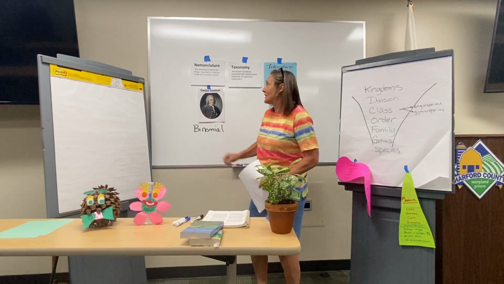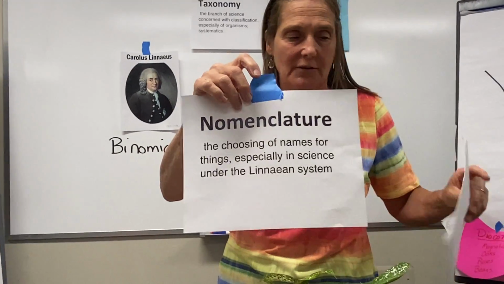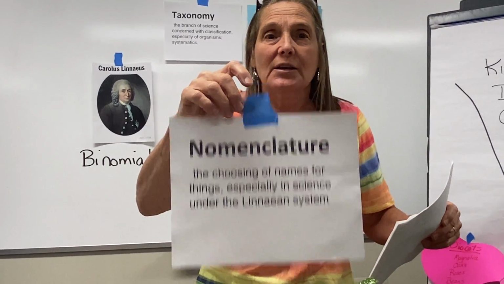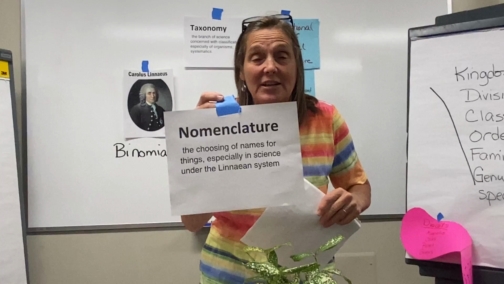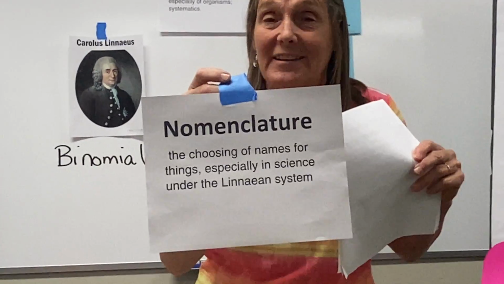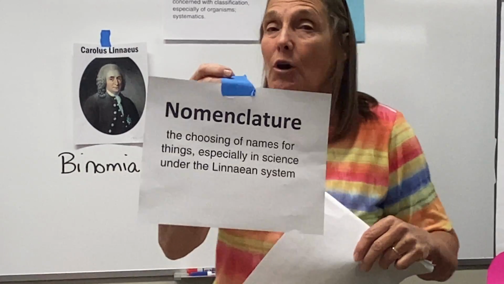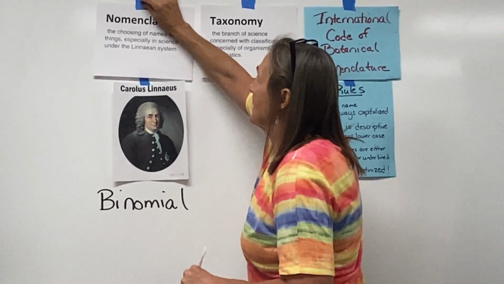So what does nomenclature mean? It's the choosing of names or the assigning of names. And it's a perfect systematic design of naming designed by a Swedish botanist. So we're going to talk about his name, because you have to know his name and you have to know this vocabulary word. But you're also going to have to know another vocabulary word, and that's taxonomy.